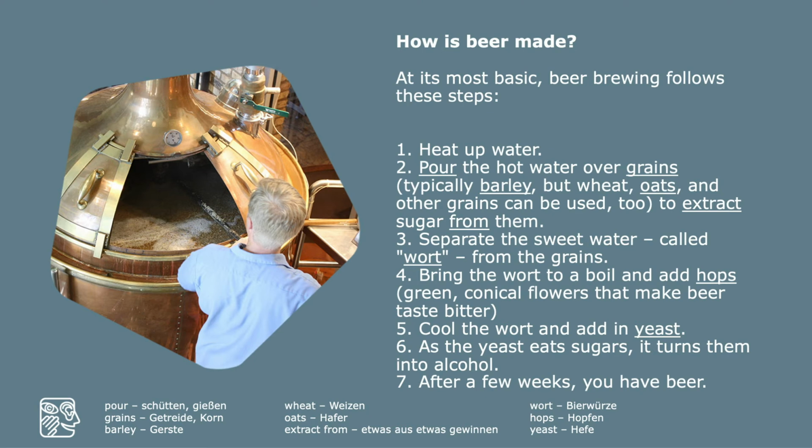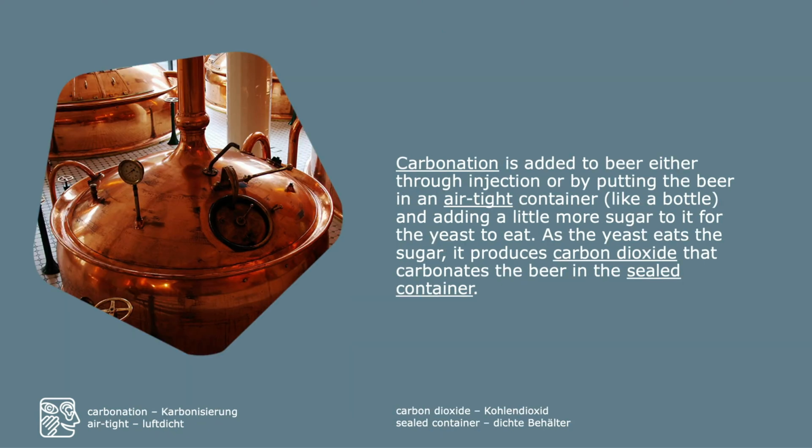How is beer made? At its most basic, beer brewing follows these steps. 1. Heat up water. 2. Pour the hot water over grains, typically barley, but wheat, oats, and other grains can be used too, to extract sugar from them. 3. Separate the sweet water, called wort, from the grains. 4. Bring the wort to a boil and add hops, green conical flowers that make beer taste bitter. 5. Cool the wort and add in yeast. 6. As the yeast eats sugars, it turns them into alcohol. 7. After a few weeks, you have beer.